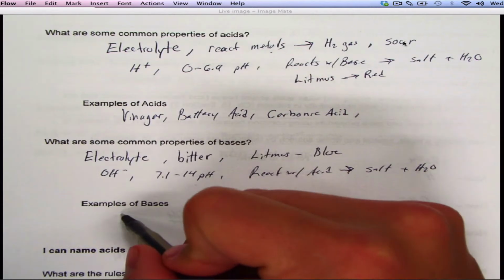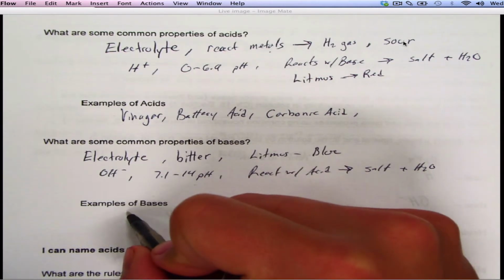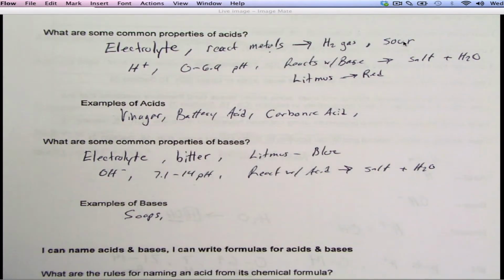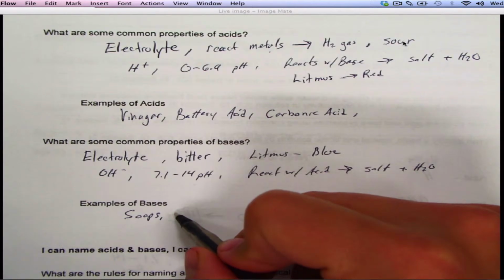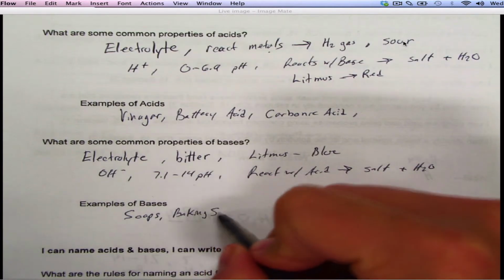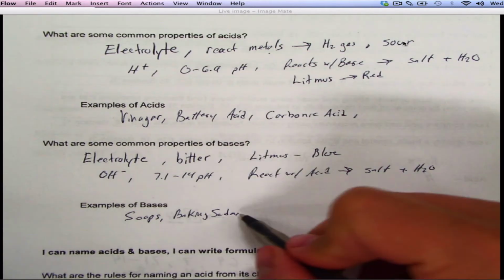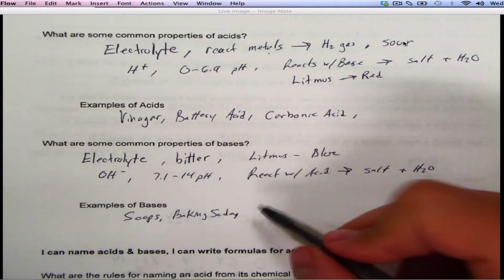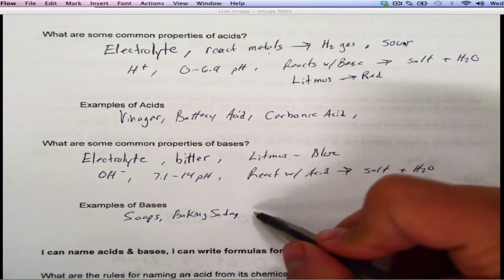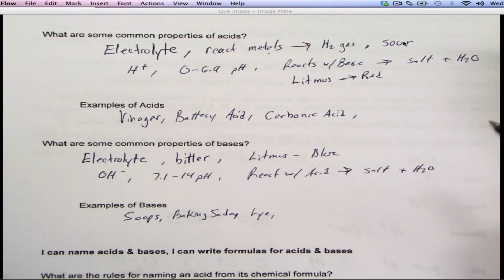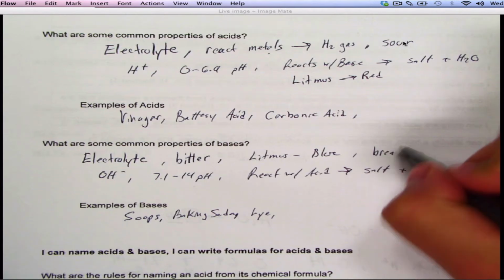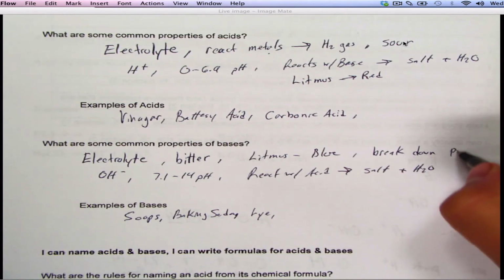So bases, we're talking about any type of soaps, shampoos, anything like that, they're going to be some type of base. Then we also have baking soda, baking powder, those kinds of things. And lye is a common household cleaner. Most household cleaners are going to be bases because they break down proteins, which is their characteristic.